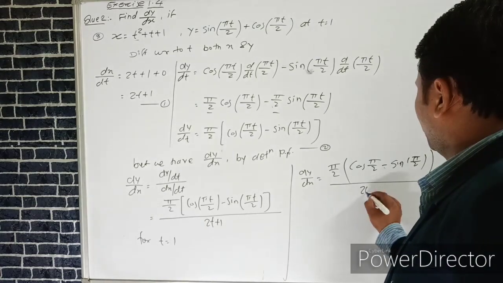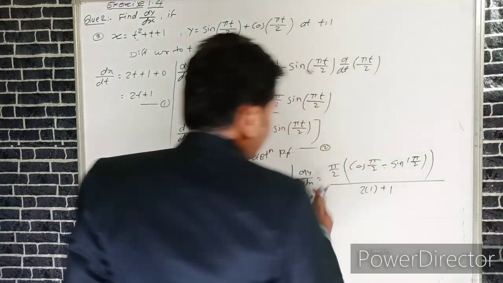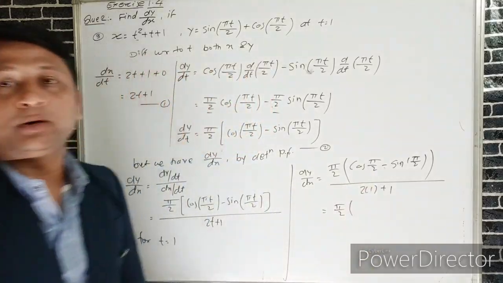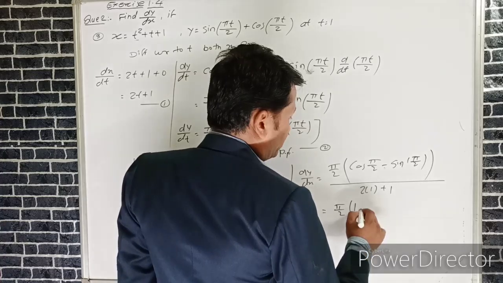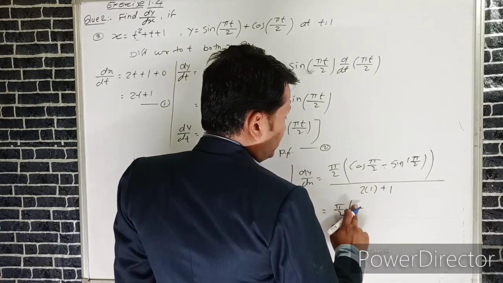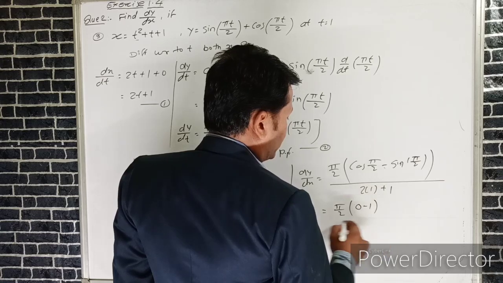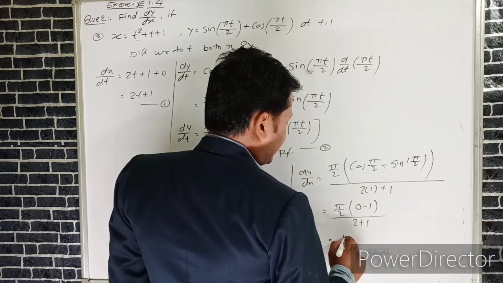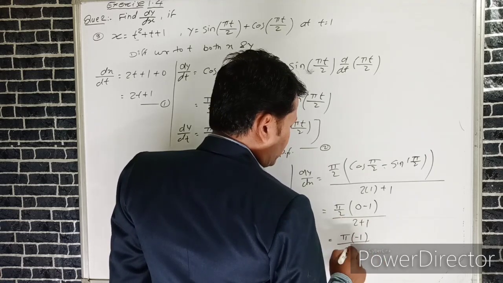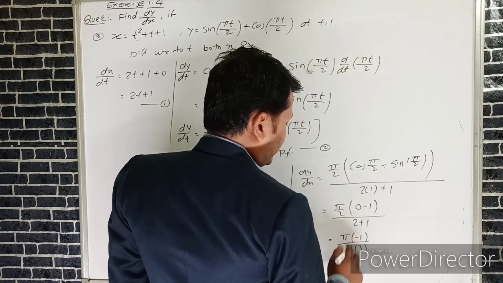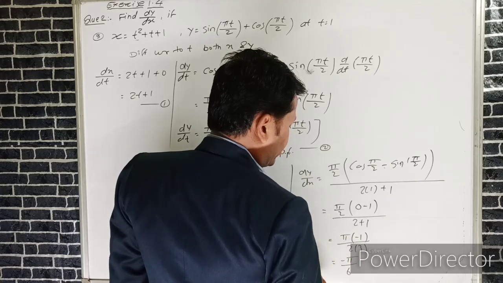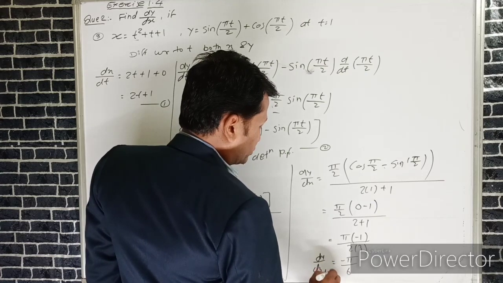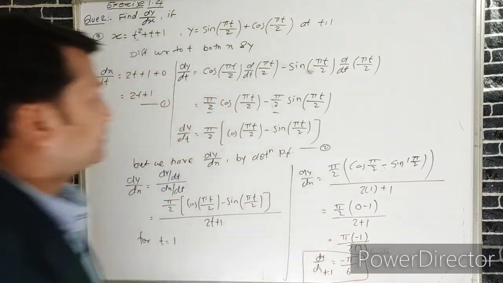upon 2 into 1 plus 1. Here pi by 2 as it is, into the value of cos of pi by 2, which is 0, minus sin pi by 2, which is 1, upon 2 into 1, 2 plus 1, 3. We can write it as pi into minus 1 upon 2 into 3. Pi into minus 1 is minus pi, 2 into 3 is 6, so the required value of dy by dx at t is equal to 1 is minus pi by 6.